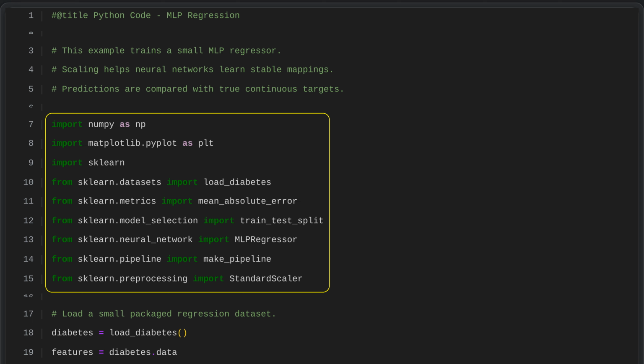It uses NumPy for numerical work, Matplotlib for plotting, and Scikit-Learn for machine learning. From Scikit-Learn, it loads the diabetes dataset, splits the data into training and testing sets, scales the features, trains a neural network regressor, and evaluates performance using mean absolute error.